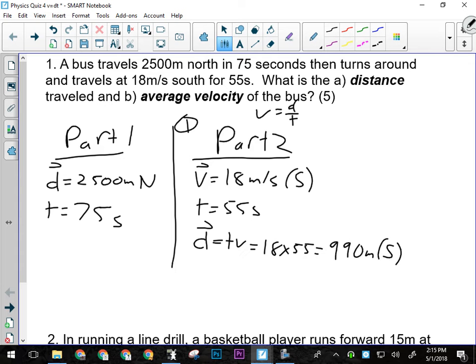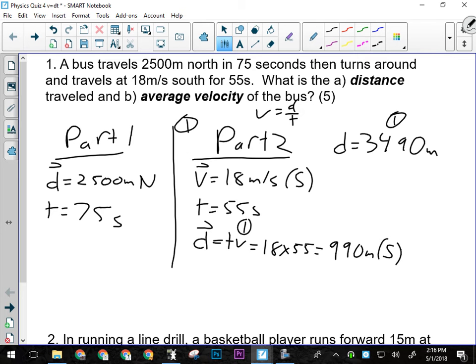So to calculate the total distance traveled, give them a mark for that step. I'm just going to take the distance in part 1 and add it to the distance in part 2. So I'm going to take my 990 and add it to 2,500 meters, and that's going to give me 3,490 meters in total. So that'll be their third mark.